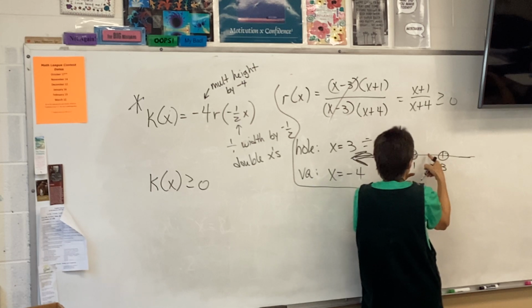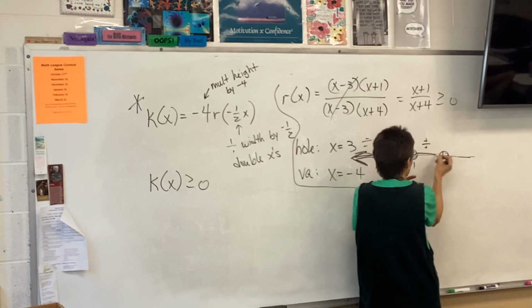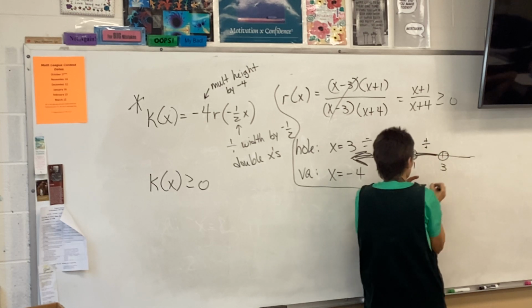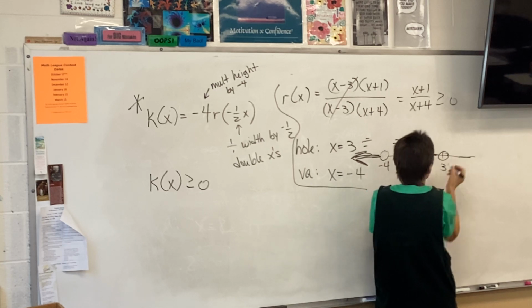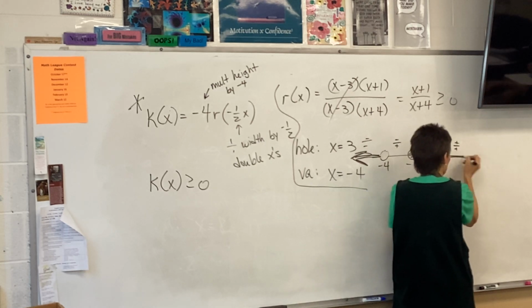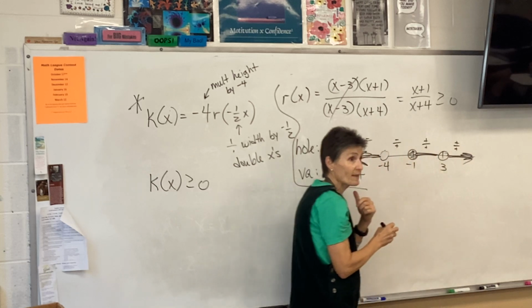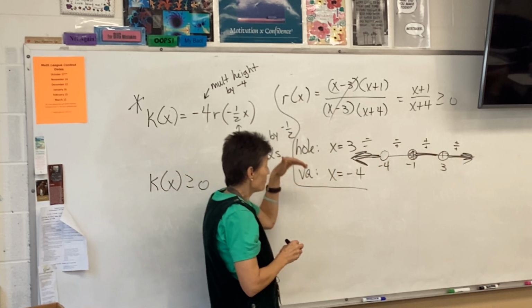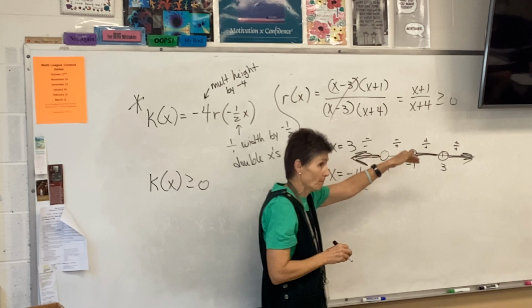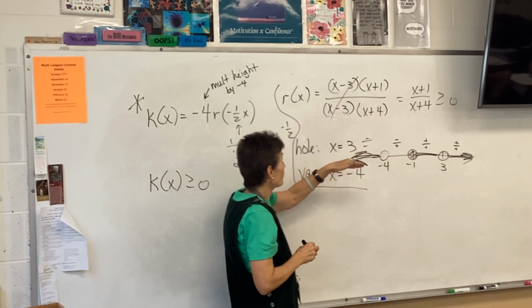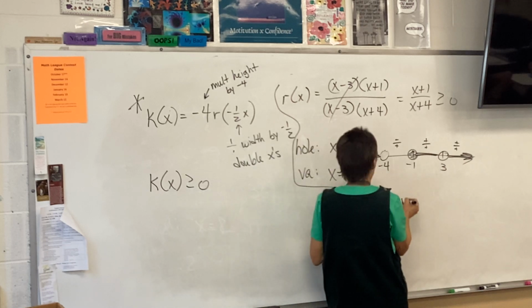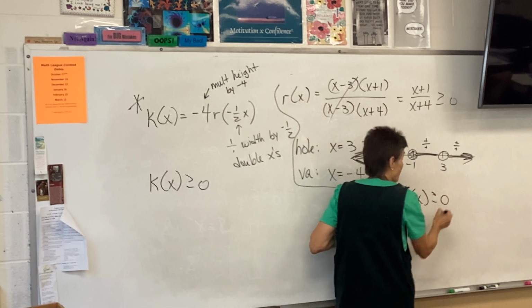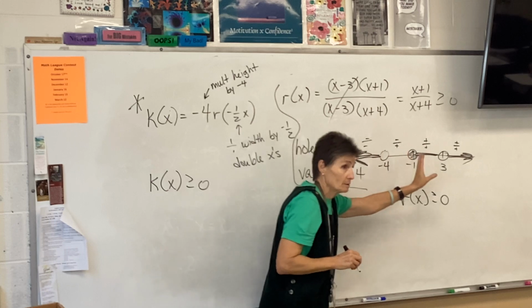-1 to 3, let's put in 0. I think 0 works, doesn't it? Yep. And then I'm going to put in, I don't know, 5. Gives me positive over positive. That also works. Do you agree with that? Yeah, absolutely. So the shaded in part of my number line is where my original is positive. So R of X is positive in those parts.